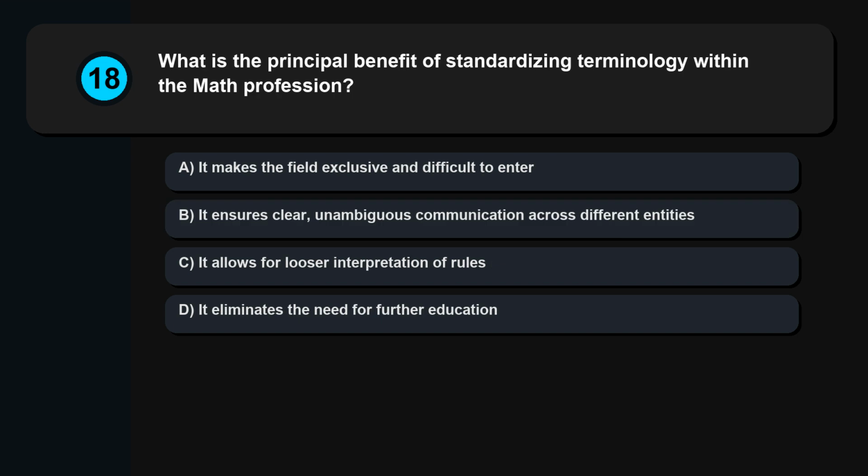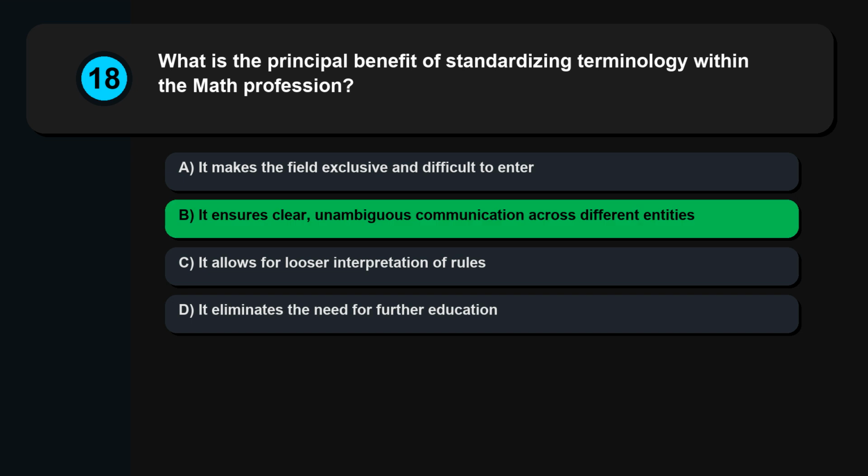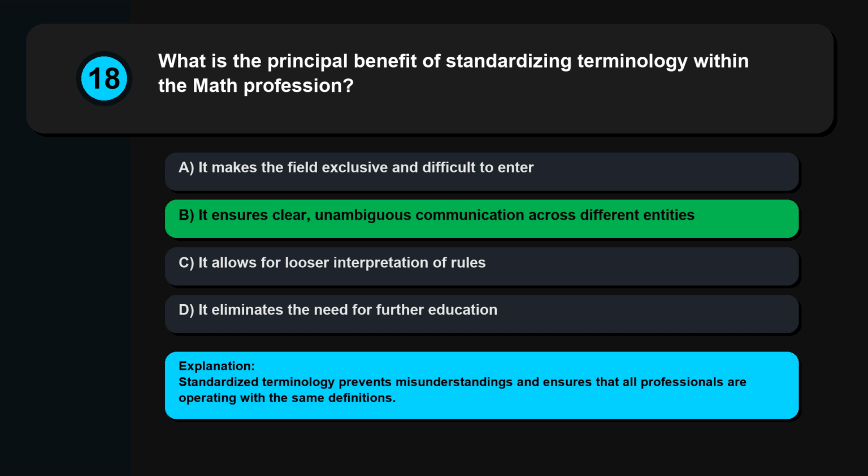Question 18. What is the principal benefit of standardizing terminology within the math profession? It makes the field exclusive and difficult to enter. It ensures clear, unambiguous communication across different entities. It allows for looser interpretation of rules. It eliminates the need for further education. Standardized terminology prevents misunderstandings and ensures that all professionals are operating with the same definitions.